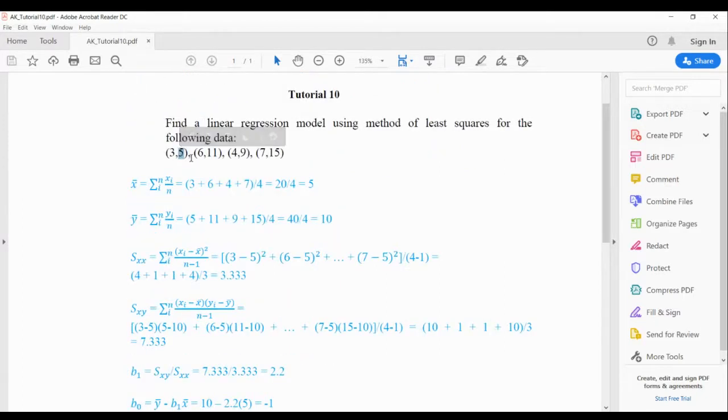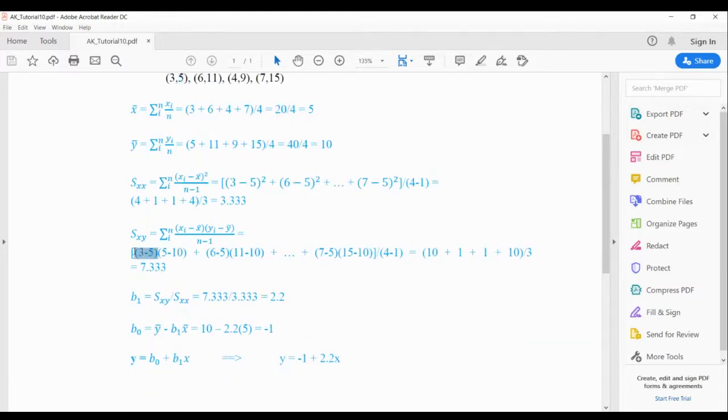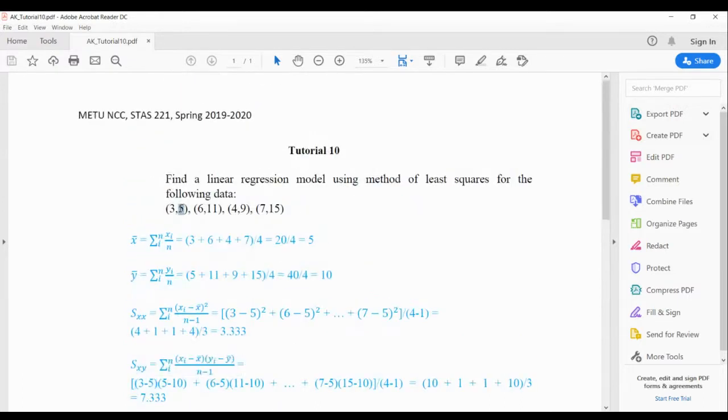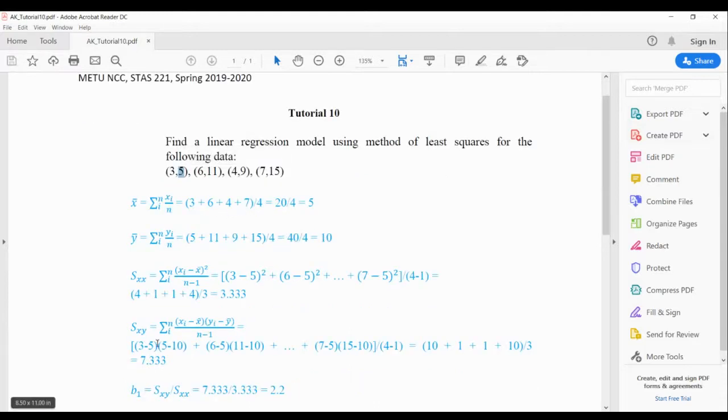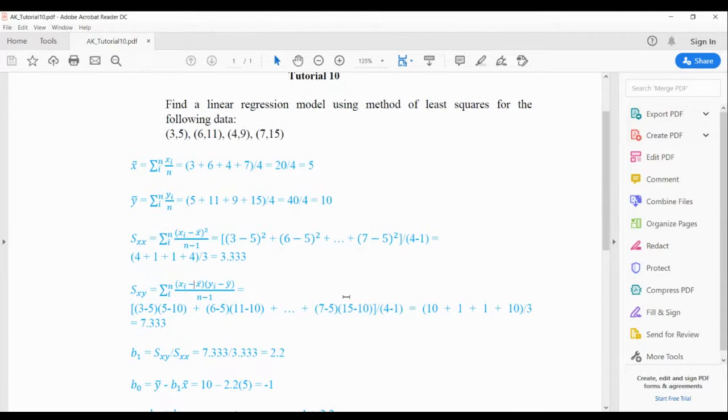5 minus y bar, of course, before that, you should multiply it by this term, then plus. So 5 minus y bar multiplied by this term, which is xi minus x bar, as we explained before also for the variance. So we should do the same thing until then. 15 minus y bar multiplied by 7 minus 5, and you get the summation of all of these terms, and at the end, don't forget again to divide it by n minus 1.